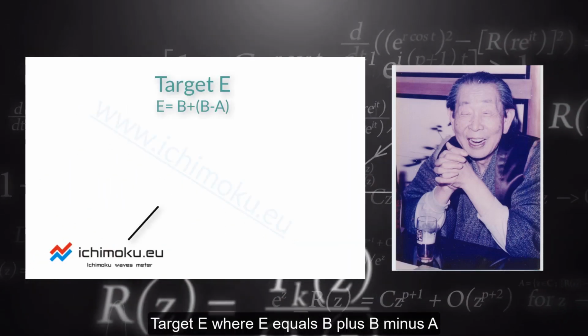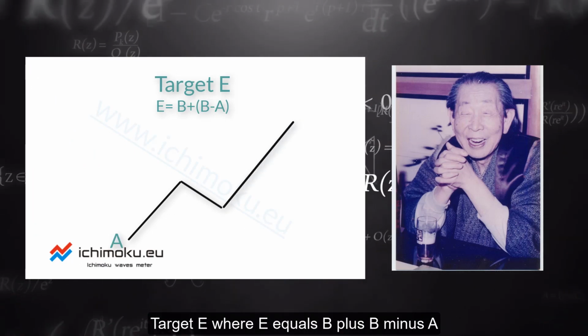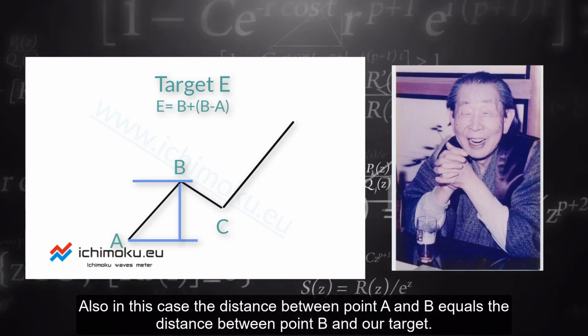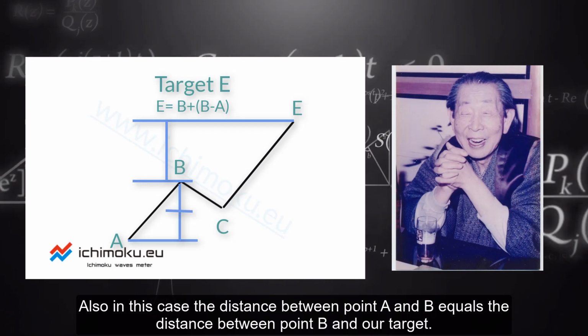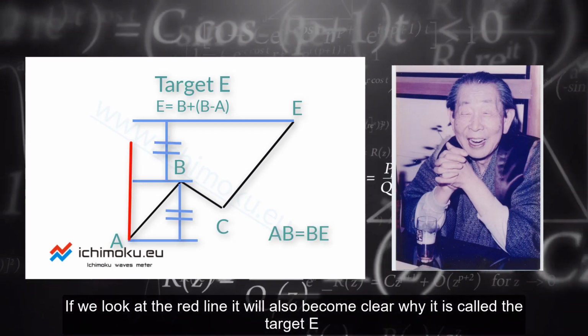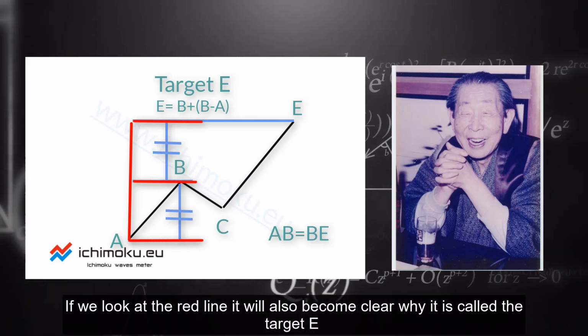Target E, where E equals B plus B minus A. Also in this case, the distance between point A and B equals the distance between point B and our target. If we look at the red line, it will also become clear why it is called the target E.